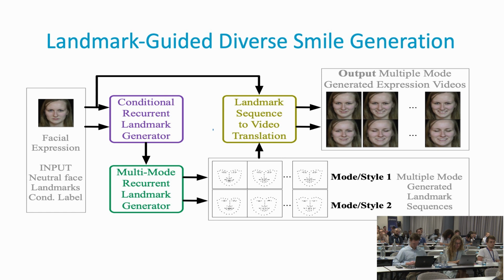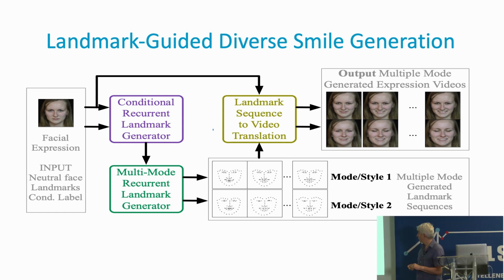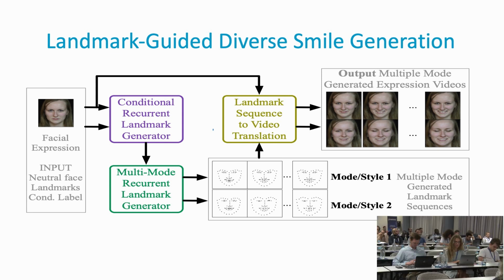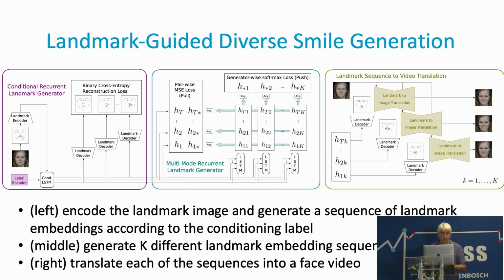So here we have the system in which we go first through a conditional recurrent landmark generator. Then from here we go into this multi-mode recurrent landmark generator module. So we are practically generating sequences of landmarks, how they are changing. And then this one together with the input image is used to do some texture mapping, and we are generating the sequences of the neutral image and the label that we obtain. So we first encode the landmark image and generate sequences of landmarks according to the conditional label. In this case, it will be smile or whatever expression you want to do.